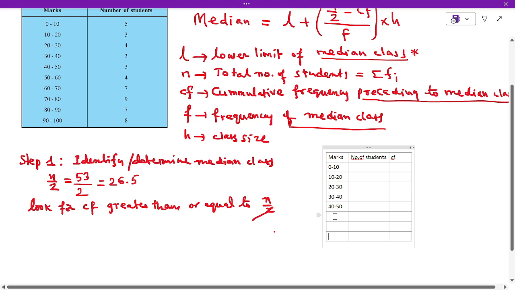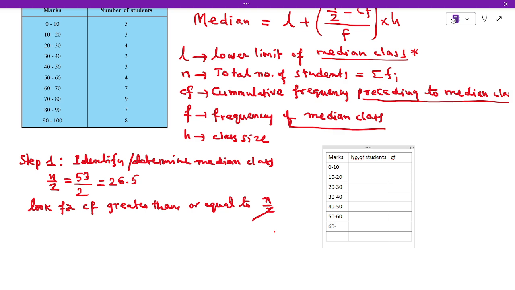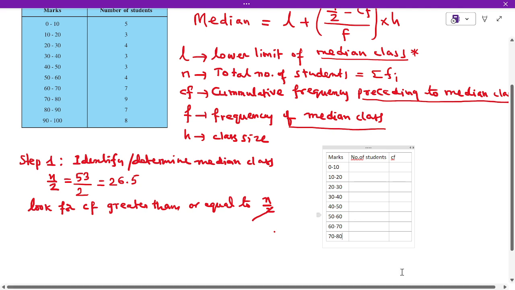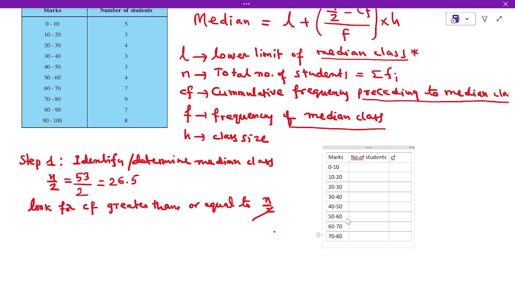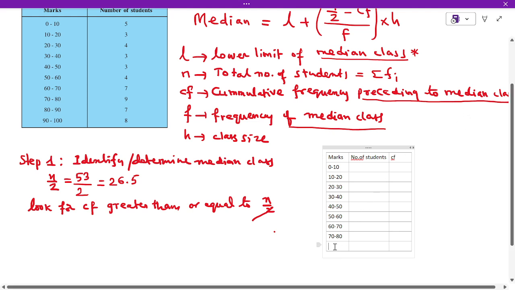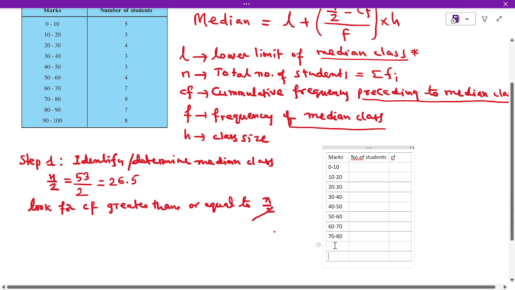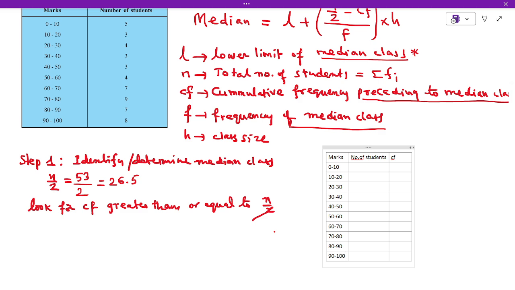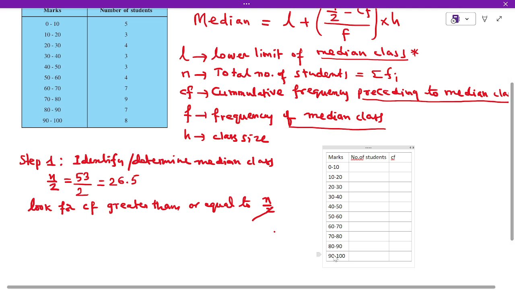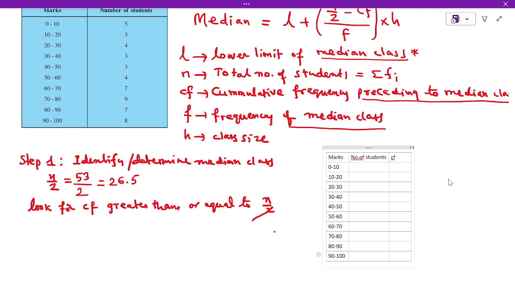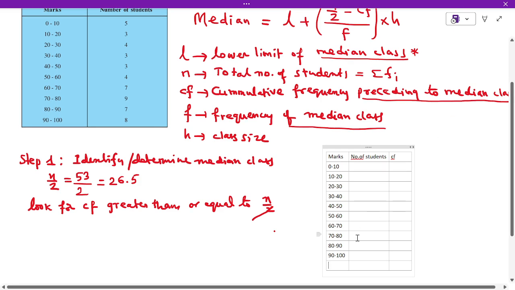Okay, so this is 50 to 60, then 60 to 70, then 70 to 80. So two more. Okay, so this is 80 to 90, and the last one we require, 90 to 100. If you want to insert one more row, you can insert it to write the total number. That is not required, but it's okay if you want to write it, no issue.